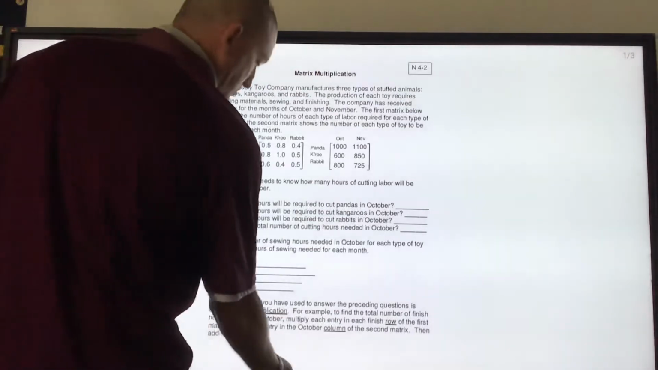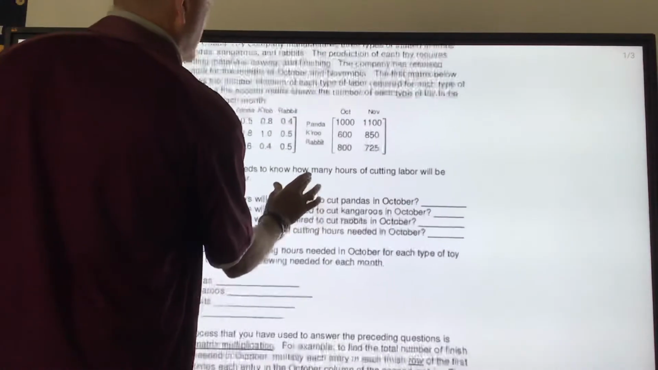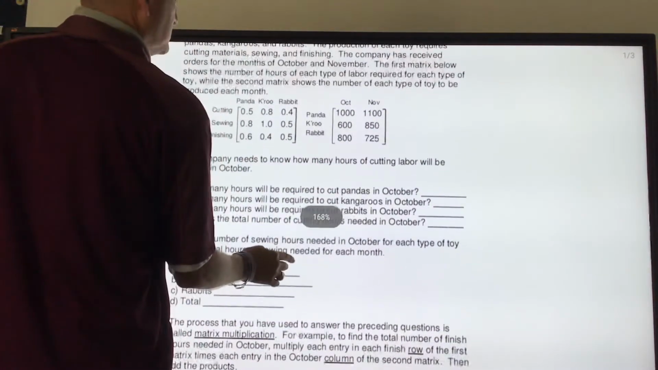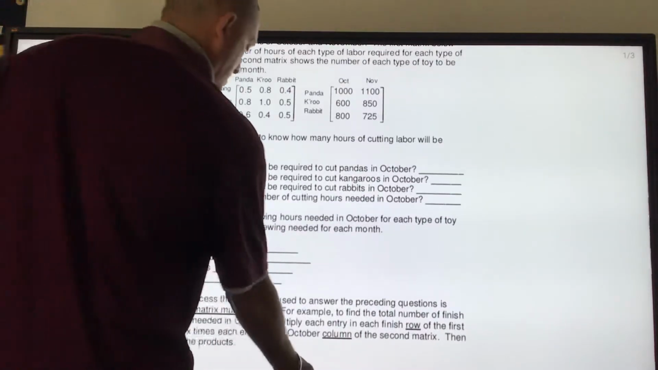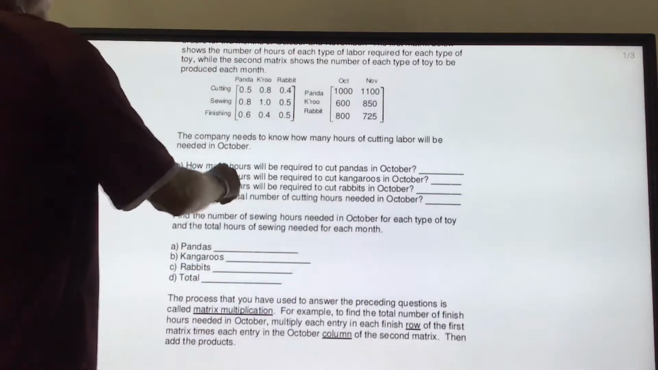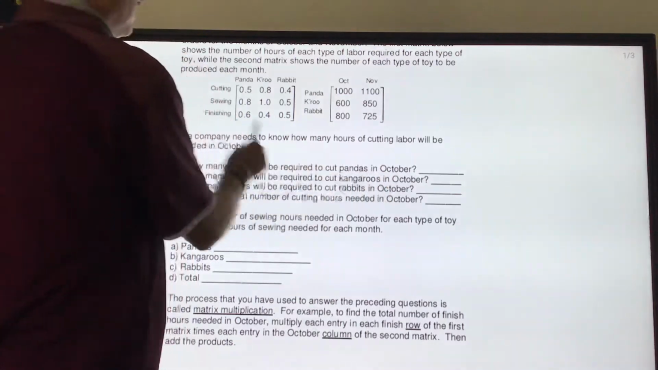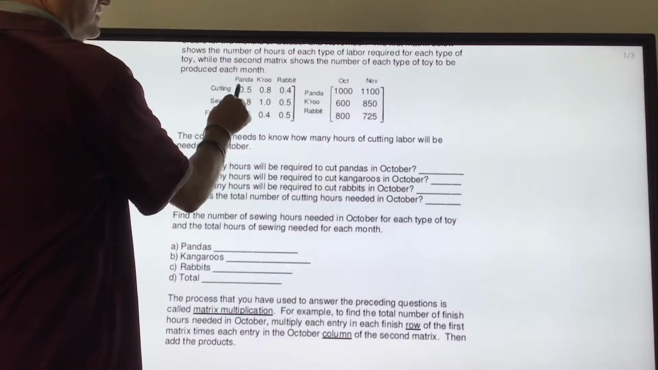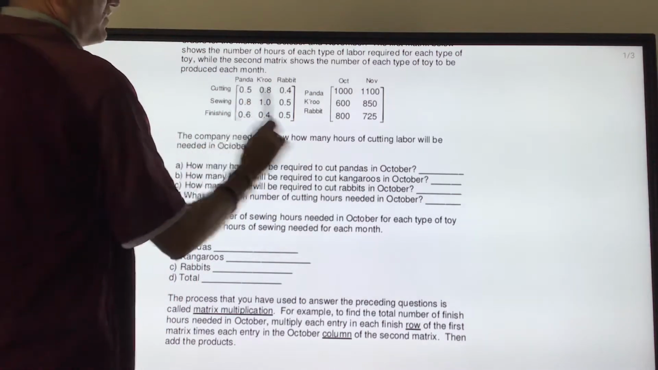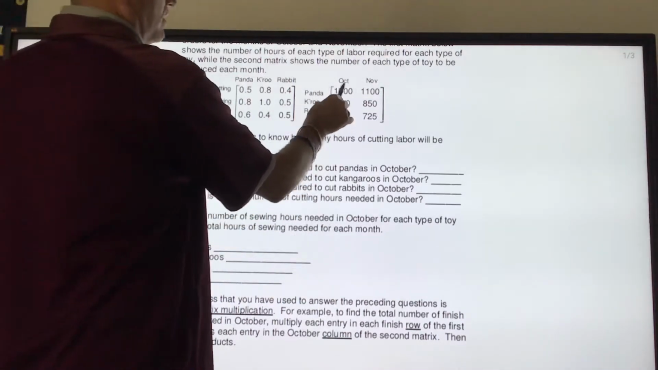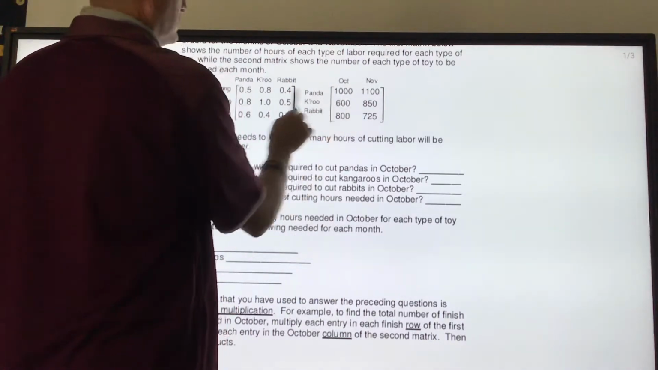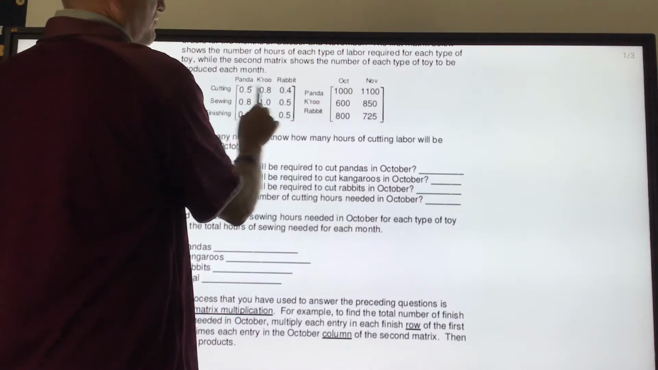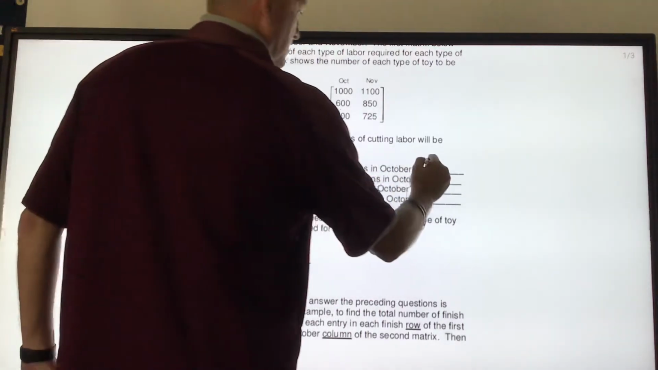I'm going to zoom in just a little bit so that you can see the data better. How many hours will be required to cut pandas in October? We go to cutting of pandas. Cutting of pandas is 0.5 of our overall hours, and our overall hours for October for pandas is 1,000. So 0.5 times 1,000 gives me 500.